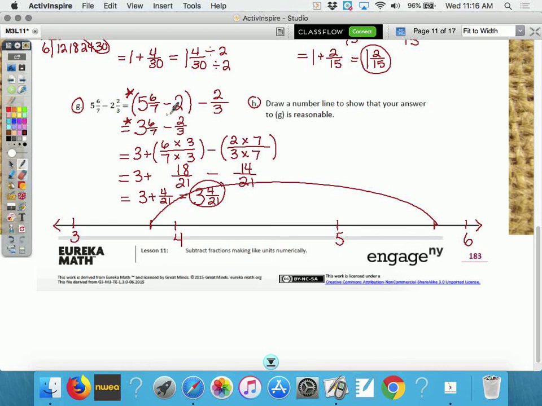And you see this first star? Yeah. That's what I write, just what's in parentheses. 5 and 6/7 minus 2. Before we just wrote minus 2, didn't we? Yeah. But this tick mark is not labeled, so it's easier to just write it in the problem than write it down below. Okay? So 5 and 6/7 minus 2.